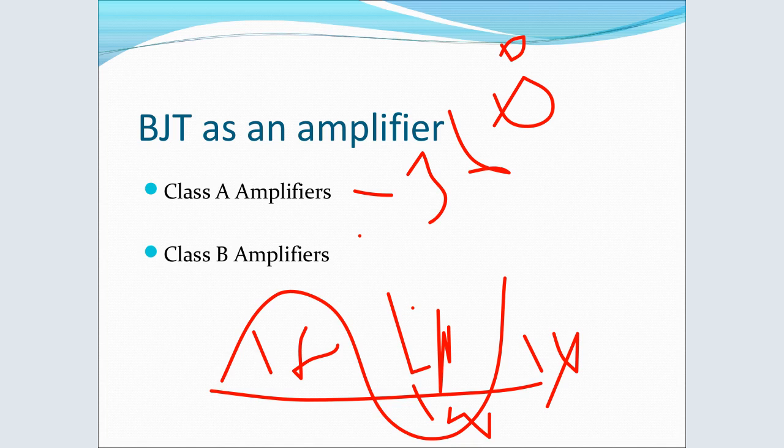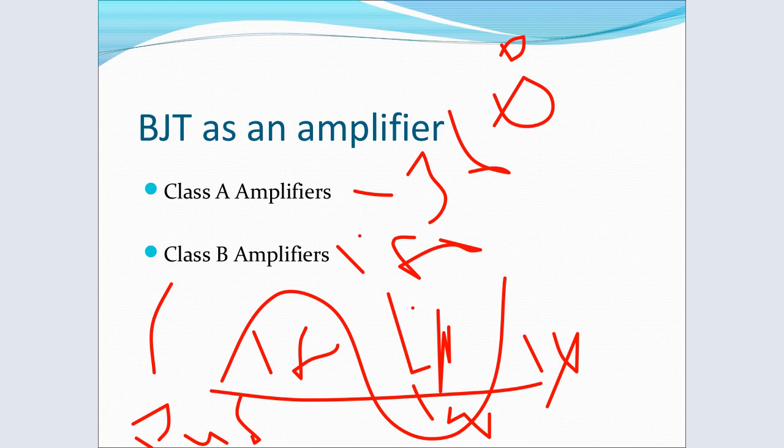But if it is a class B, we only do 180. Then for the rest, we normally say this configuration is done in a push and pull scenario, to ensure that we achieve the whole amplification process, both for the 180 and 180. So that's what we are talking about if a transistor is going to be used as an amplifier.